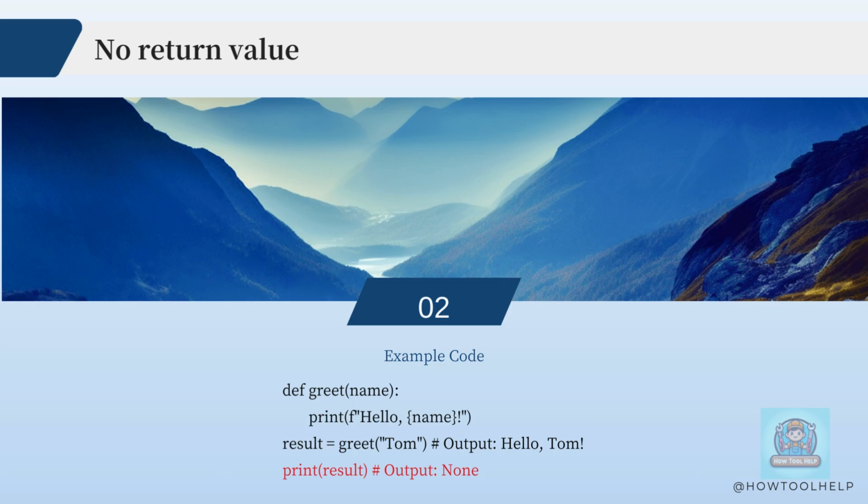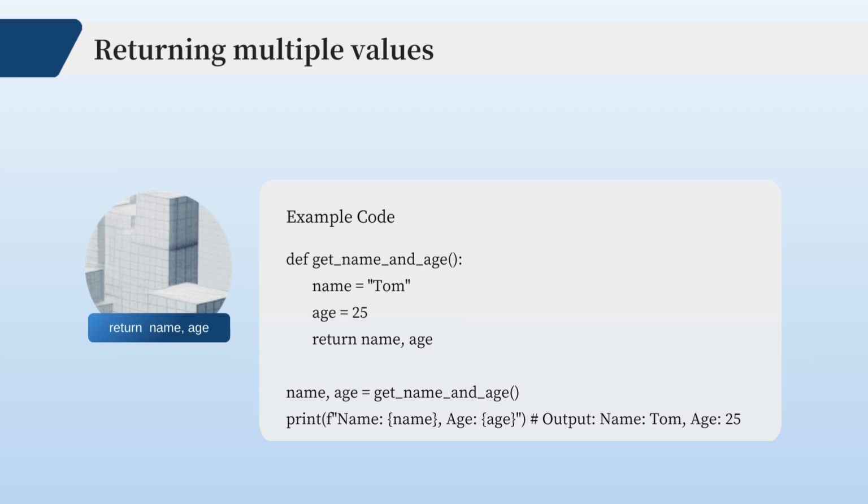2. No return value, returns None. Key points: this function does not use return. When a function lacks an explicit return, Python automatically returns None. Since there's no explicit return value, result is assigned None. print(result) outputs None.